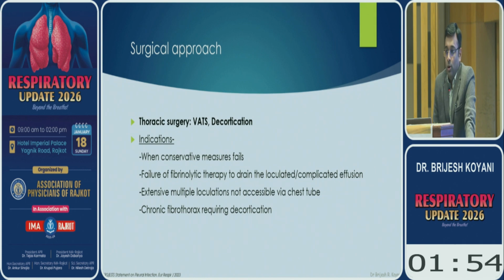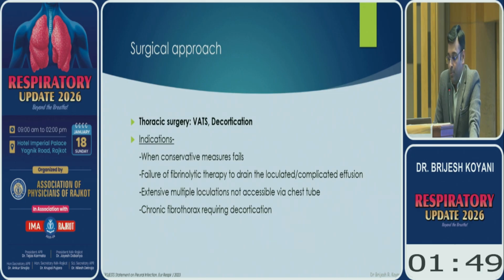So, when should we call our thoracic surgery friends? Surgical approaches in effusion are VATS and decortication, or sometimes open thoracotomy. The indications are when conservative measures fail, when fibrinolytic therapy fails to drain loculated or complicated effusions, when there is extensive or multiple loculation not accessible via chest drain, and when there is a chronic fibrothorax requiring decortication of the thick pleural peel. In these cases we should directly refer the patient to thoracic surgery.